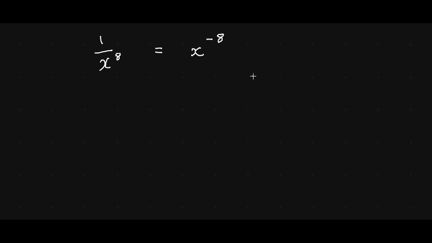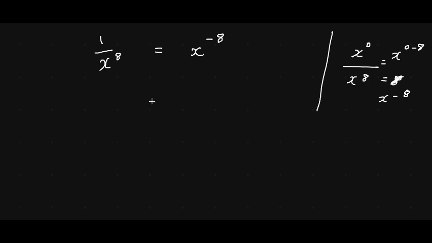I think even last class I showed this. How did I find that out? 1 by x, you can say that it's x to the power of 0 divided by x to the power of 8, correct? And that's equal to x to the power of 0 minus 8. Therefore, it will be x to the power of minus 8. You see that? That's how that happens.